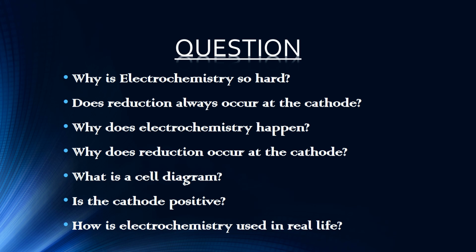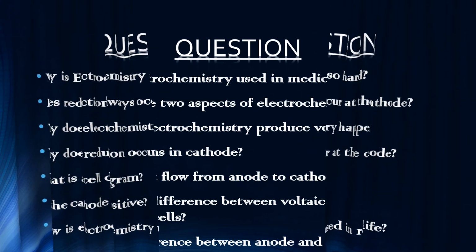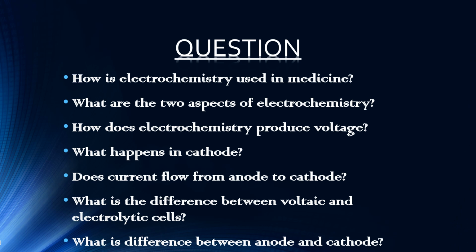The 11th question is, why does reduction occur at the cathode? The 12th question is, what is a cell diagram? The 13th question is, is the cathode positive? The 14th question is, how is electrochemistry used in real life? The 15th question is, how is electrochemistry used in medicine?